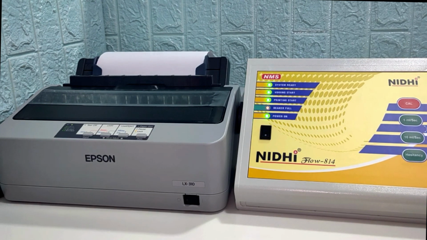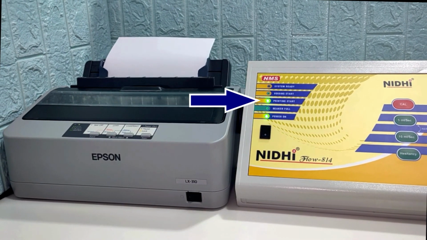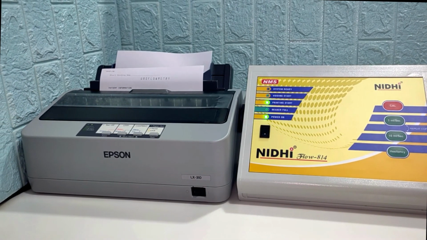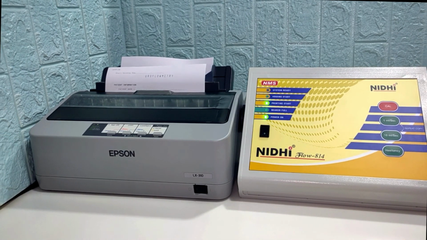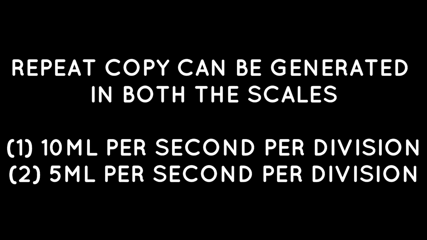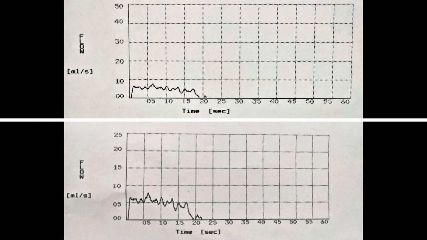Then wait for 30 seconds after voiding process ends. And printing start LED will glow and graph printing begins. Repeat copy of graph can be generated in both the scales 10 ml per second per division and 5 ml per second per division. Nidhi Flow 814 shows graphical representation of flow rate versus time. 10 ml per second per division is the default scale setting.